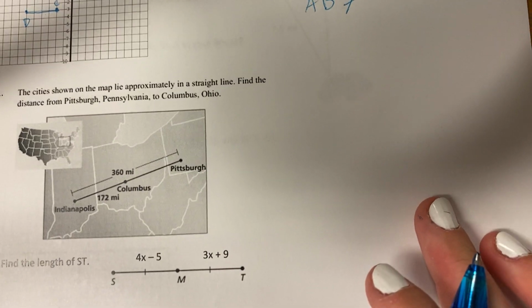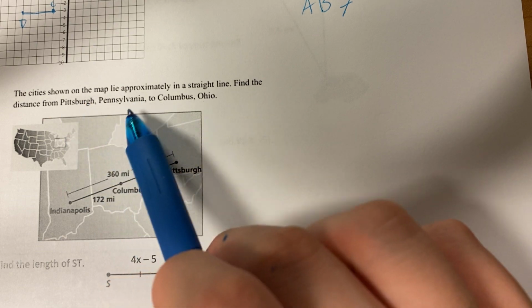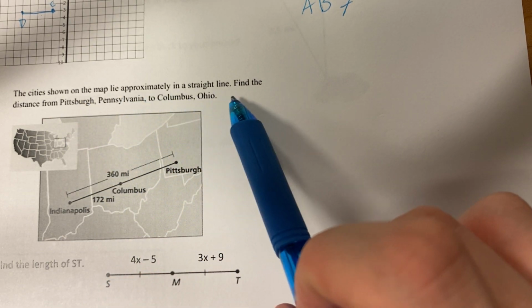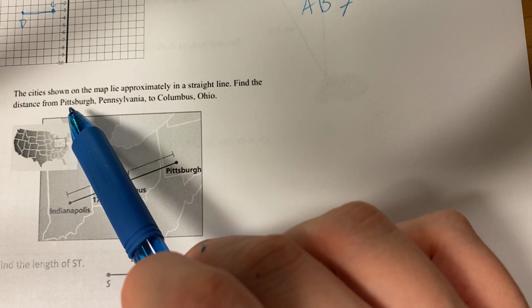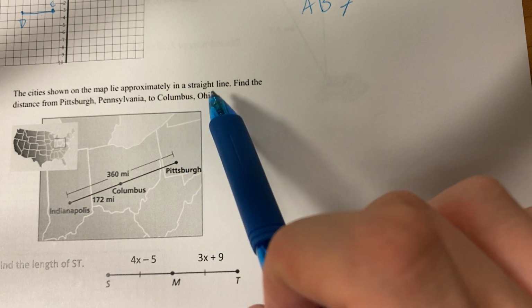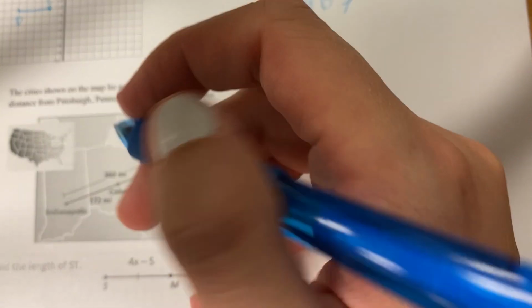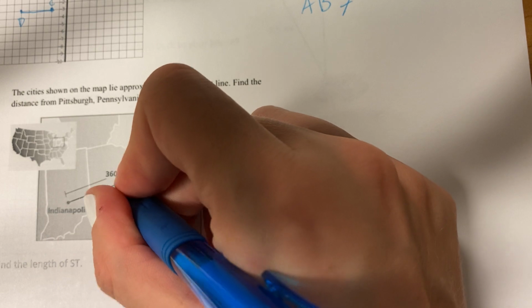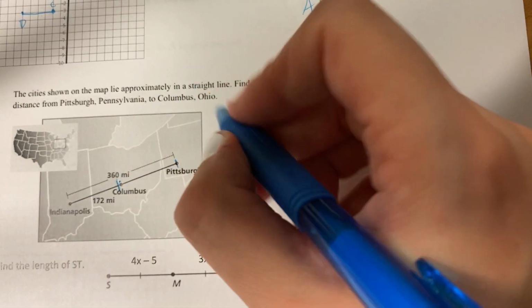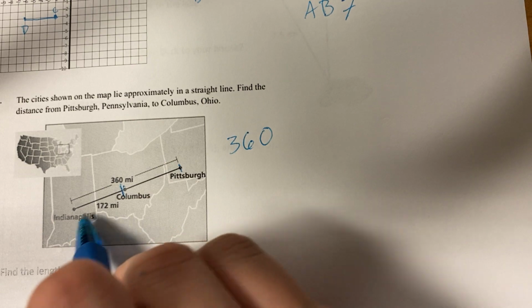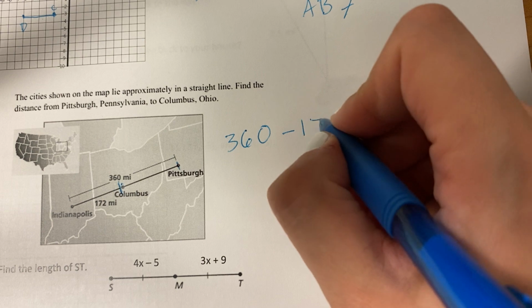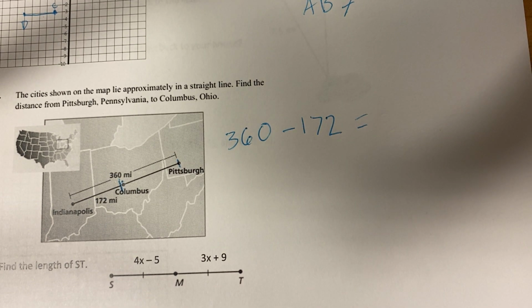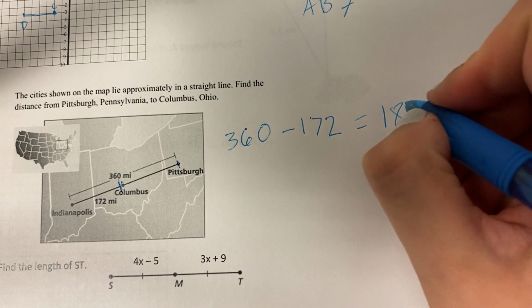All right, looking at this example, the cities shown on the map lie approximately on a straight line. Find the distance between Pittsburgh, Pennsylvania to Columbus, Ohio. So we're trying to figure out this distance right here. Okay, so if we know this whole distance is 360, and we know part of that distance, or the other part, is 172, we're just going to subtract it from 360. So 360 minus 172 is 188 miles.